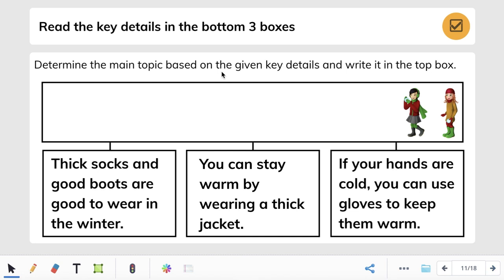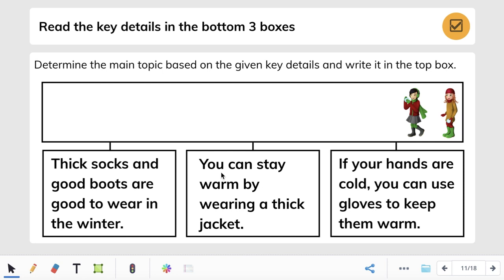Okay, so let's try another one. This time, I'm giving you 3 key details, and I want you to think about what the main topic could be, the main idea. Let's choral read this. We're going to start over at the left. Ready? My turn. Thick socks and good boots are good to wear in the winter. Your turn. Thick socks and good boots are good to wear in the winter.